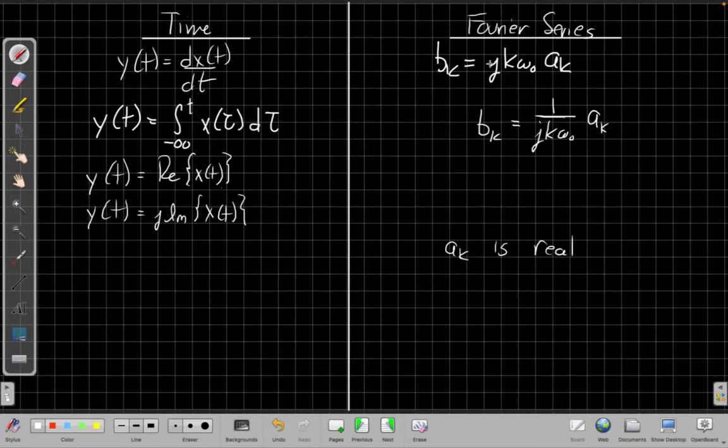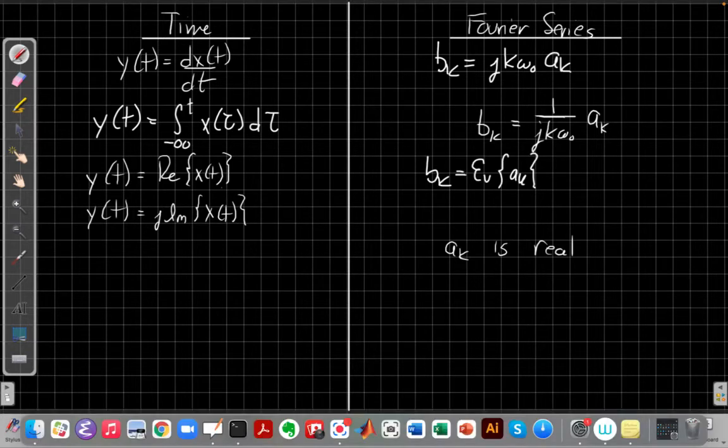So if multiplying by jk omega is a derivative, then integrating is dividing by it. What about if I take the real part of a signal? Remember back from what we saw last term. If something is real in one domain, what are we looking at in the other domain? Pause and think. Right, we're saying it's the even part.